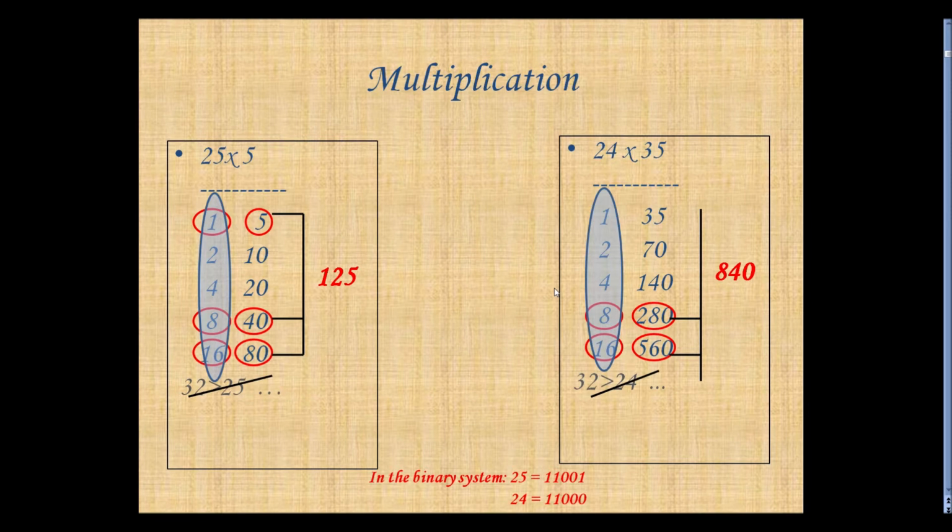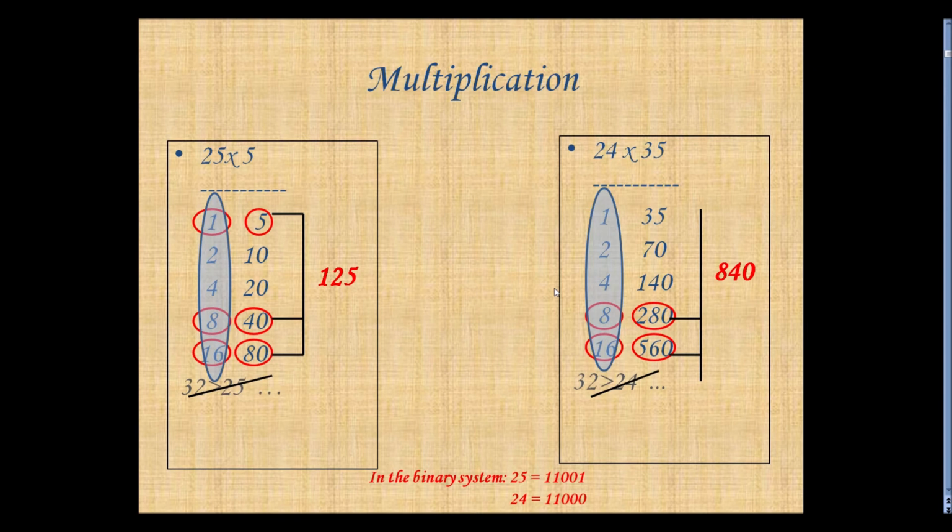So if we go back to the first example, 25 times 5, and look at the numbers we picked in the first column and the numbers we skipped in the first column, if we put 1 in front of each number we picked and 0 in front of each number we skipped, we will have 1 in front of 16, 1 in front of 8, 0 in front of 4, 0 in front of 2, and 1 in front of 1. So 1, 1, 0, 0, 1. Exactly how we write the 25 in the binary system.